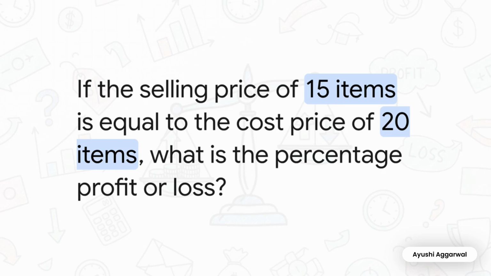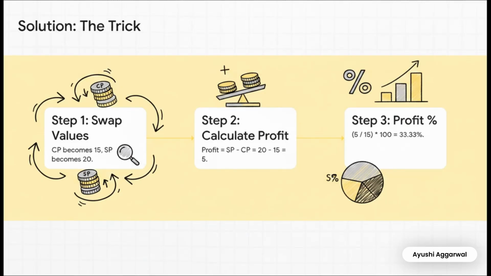The question is, if the selling price of 15 items is equal to the cost price of 20 items, what is the percentage profit or loss? Now, it sounds a little complicated, but with our trick, it's going to be a piece of cake. Watch how quickly this gets solved.